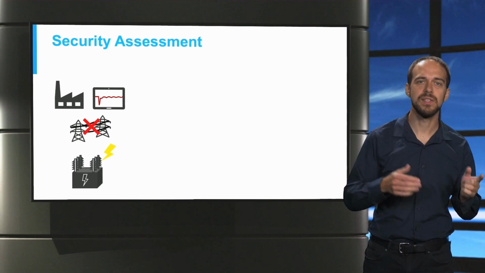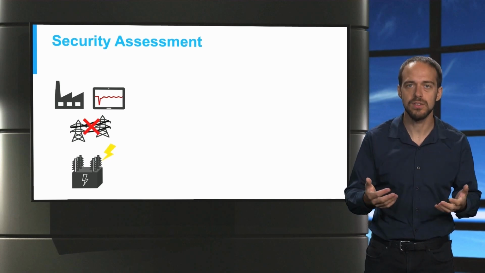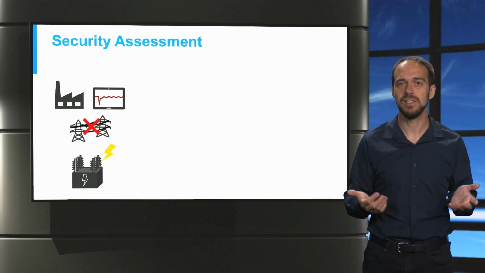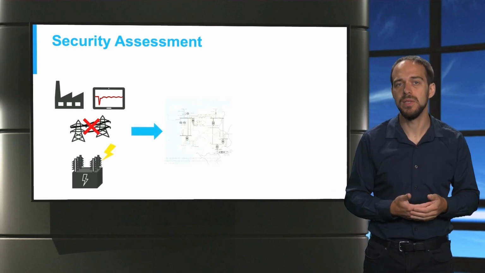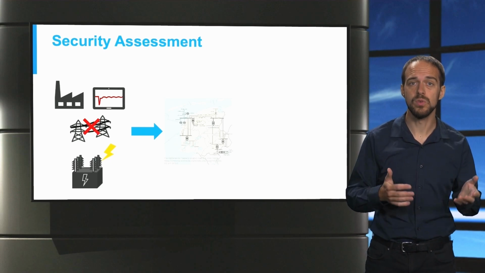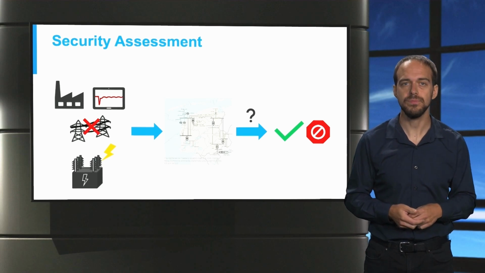So it's really about investigating whether individual equipment failures, such as generators or substations or transmission lines, or if the interconnector fails, what the impact on the grid will be. Dynamic security assessment studies if those failures result in a secure or an insecure operation.